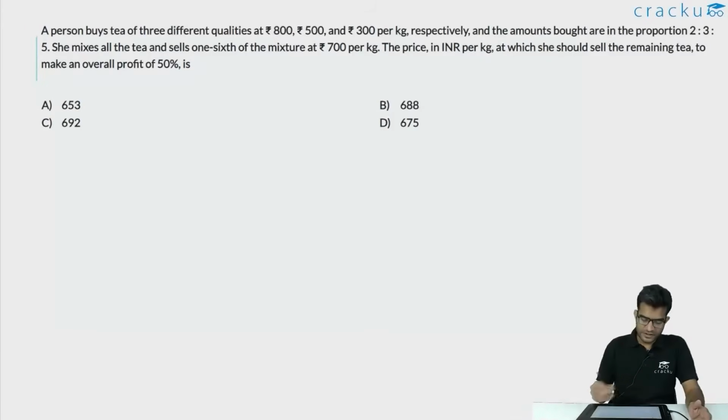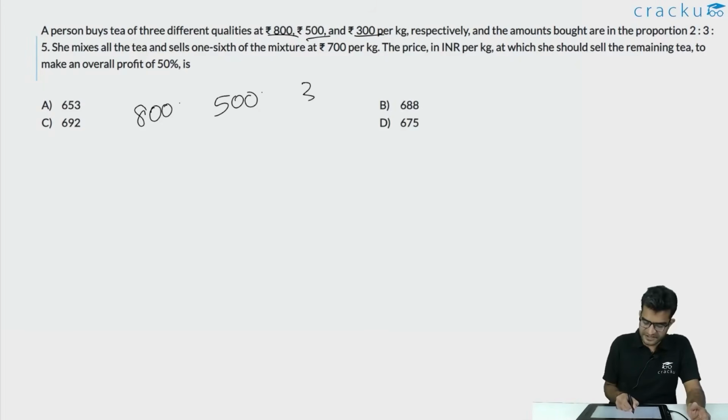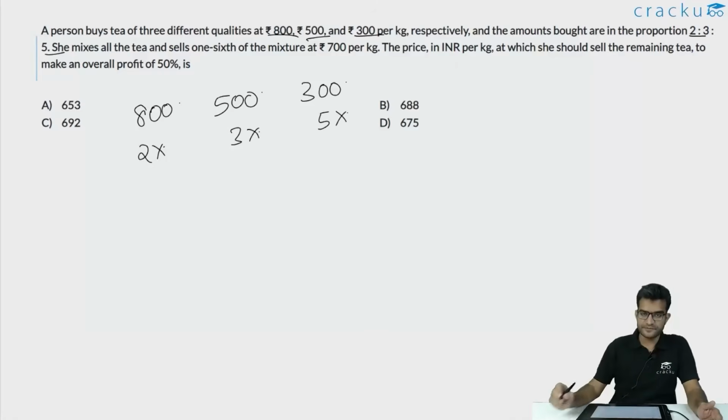In this question, we are told that there is a person who buys tea of three different qualities. One of them is priced at 800 per kg, one of them is priced at 500 per kg, and one of them is priced at 300 per kg. And the ratio in which they were mixed is 2:3:5. So let us assume that he bought 2x kgs of the first quality, 3x kgs of the second quality, and 5x kgs of the third quality. Now he mixes all of them and he sells 1/6 of the mixture at rupees 700 per kg.